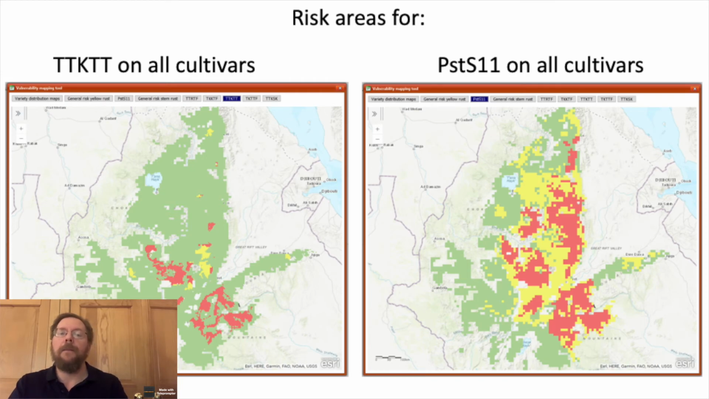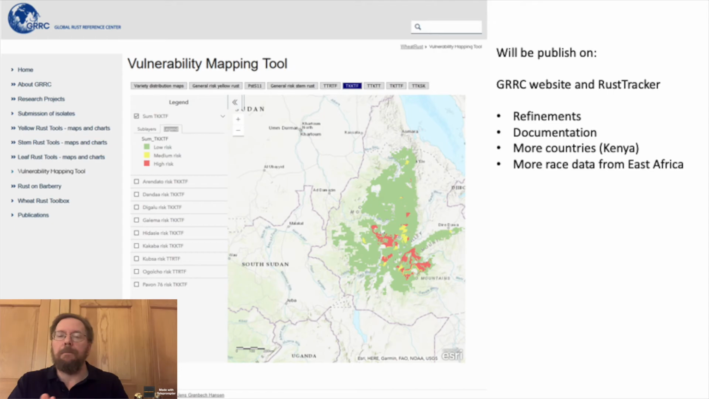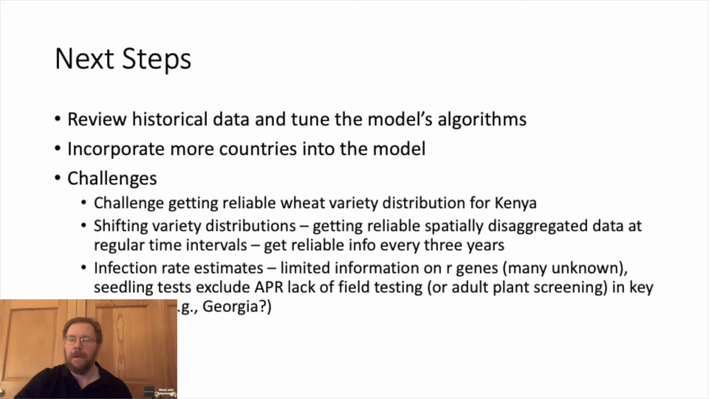On the next slide, currently this is a pilot project, but after refinements, it will be embedded in a number of key sites. It will go on to the GRRC and Rust Tracker sites at least, but it can be embedded anywhere. With respect to next steps, we'd like to review historical data and tune the algorithms with the model. We'd like to include more countries in the model.